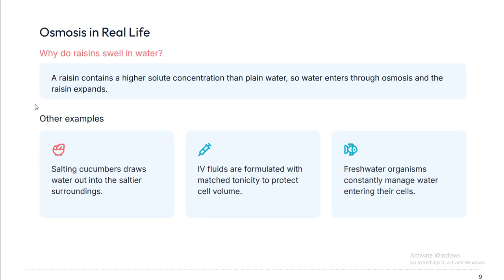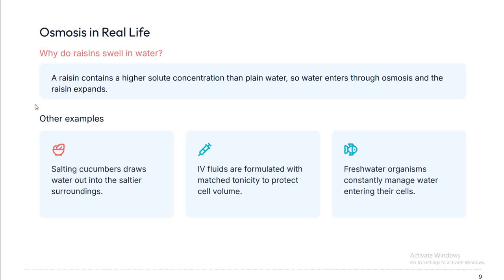Okay, so where do we see osmosis in real life? For example, when we put raisins in water, they will start to swell up. And that's because, well, first I hope you know that raisins are just dried out grapes, and I don't know why you would do that, because grapes on their own are so good, especially those cotton candy grapes. But anyways, since raisins contain a higher solute concentration than plain water, the water will enter through osmosis, and the raisin will expand.